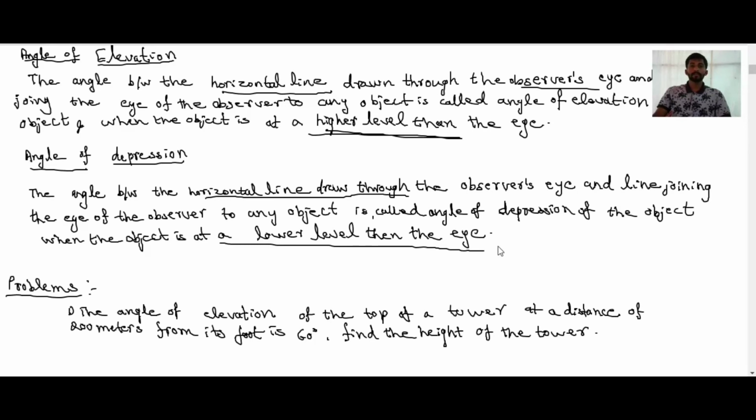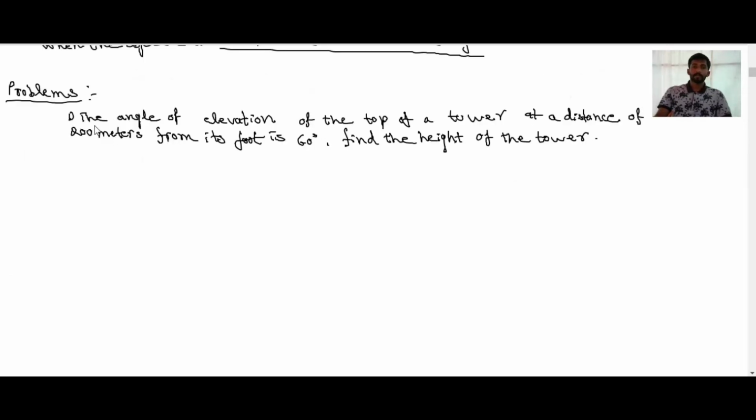Now see some problems. See the first question. The angle of elevation of the top of a tower at a distance of 200 meters from its foot is 60 degrees. Find the height of the tower.